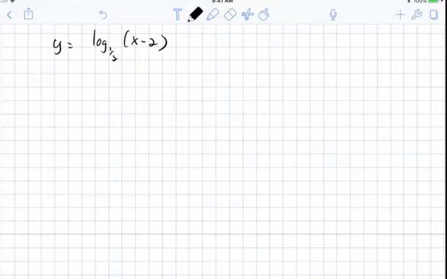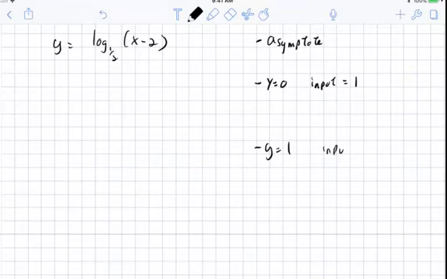To answer this question, we need to look at the asymptote. We need to see where y is equal to 0 when the input is equal to 1, and y is equal to 1 when the input is equal to 1/2. Let's sketch what this looks like. Maybe I'll move this one over a little bit. There you go.